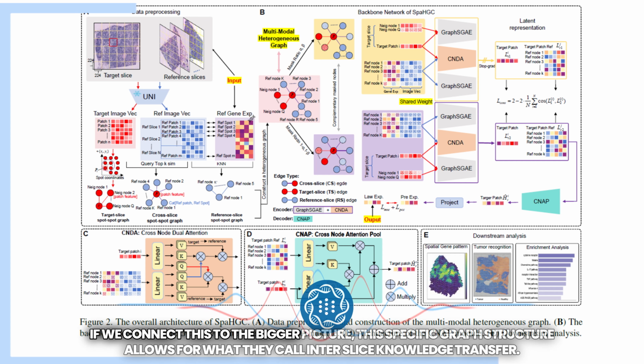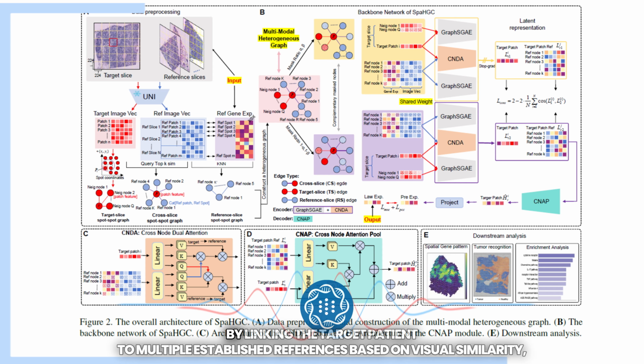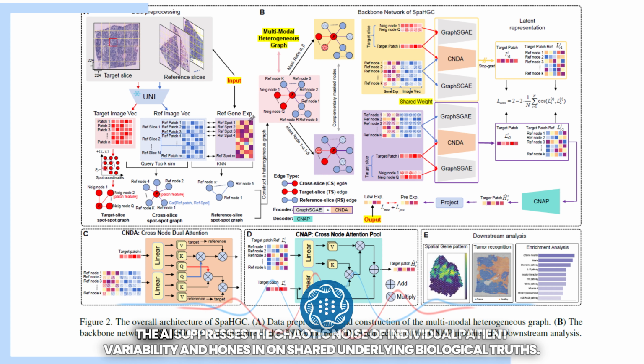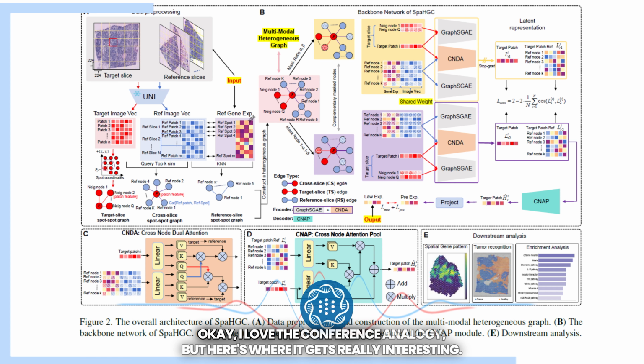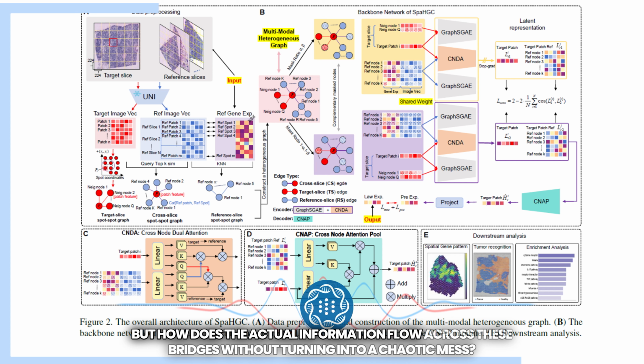If we connect this to the bigger picture, this specific graph structure allows for what they call inter-slice knowledge transfer. The vast historical knowledge from the VIP room flows directly to your specific table. That's incredible. By linking the target patient to multiple established references based on visual similarity, the AI suppresses the chaotic noise of individual patient variability and hones in on shared underlying biological truths. Okay, I love the conference analogy, but here's where it gets really interesting. Oh, yeah. Drawing lines between data points is one thing, but how does the actual information flow across these bridges without turning into a chaotic mess?